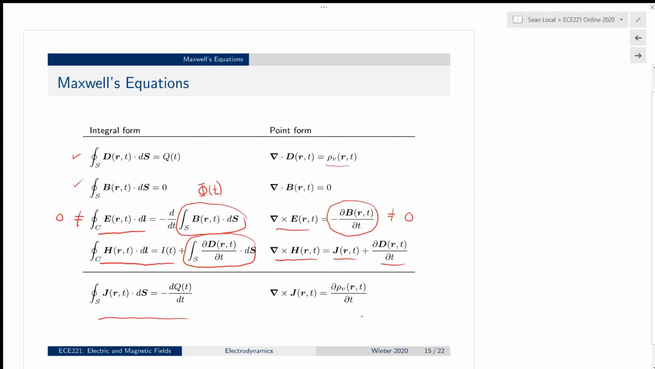In point form, it says that J can have a divergence. Sorry, this needs to be corrected here. Divergence of J is equal to the partial derivative of ρv by dt. There should be a minus sign here as well.